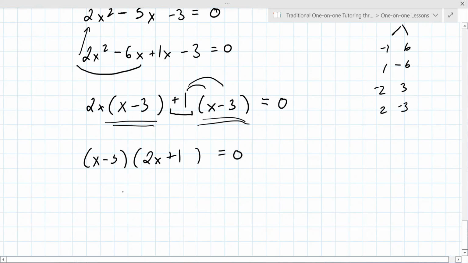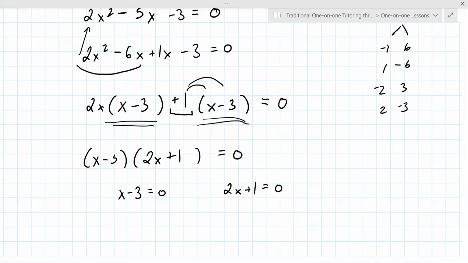So go ahead and set both of these equal to 0 and let me know what you come up with for your final answer on that, please. Okay. I got x equals -1/2 and then x equals 3.